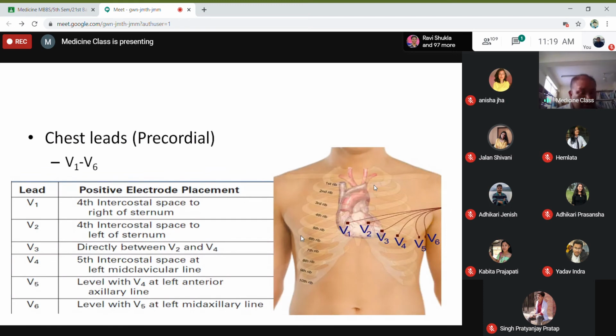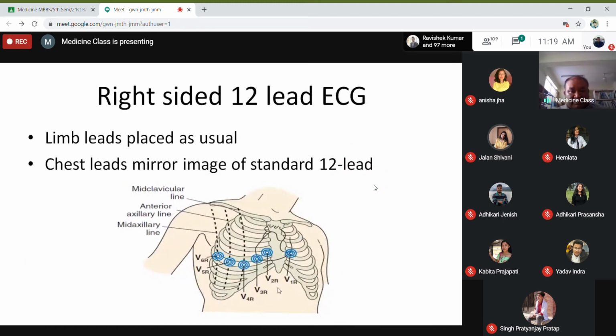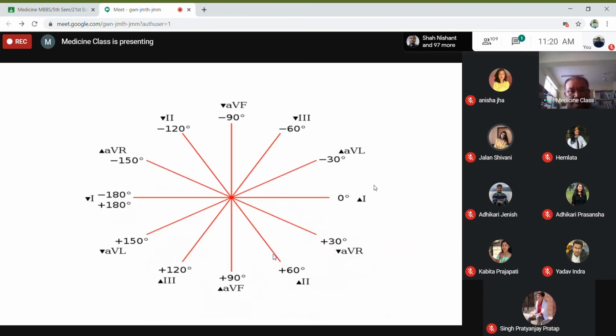So this is what it is: V1, V2, V3, V4, V5, and V6. Now we put R over here if it is a right-sided chest lead. This V is for unipolar, the 6 denotes that it's a chest lead, and this R denotes that it's a right-sided chest lead. We don't routinely do this one. We keep these right-sided chest leads to look at the right ventricle only.